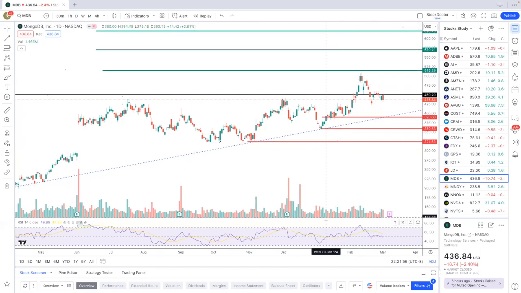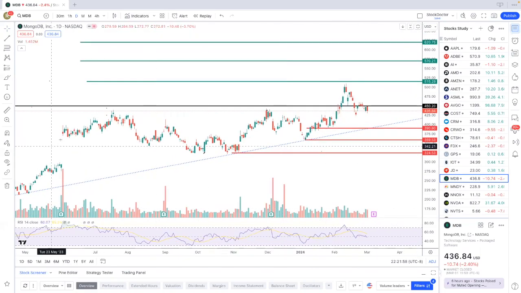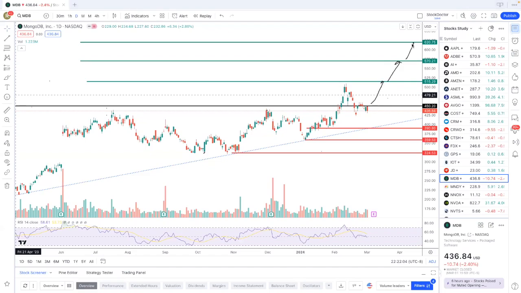Those are, you can see, 515, 570, and 620. Only condition is that it needs to stay and sustain above 450. If there is a negative earning, then you can see the levels of 390, 360, and 325.